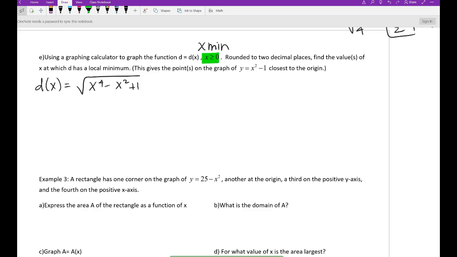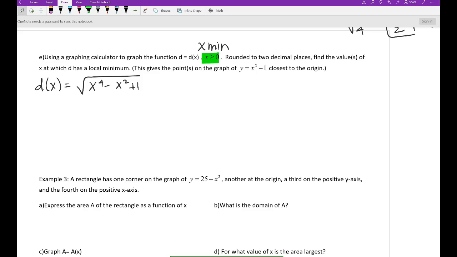Do we all have about the same thing? You and your team? Similar. It doesn't have to be exact. Remember, this question says, now with 2 decimal places rounding, find the value or values of x at which d is what? What's d? Distance is at the least, I mean minimum, right? Can you look at your graph? Can you pinpoint the minimum easily on the graph and calculator?